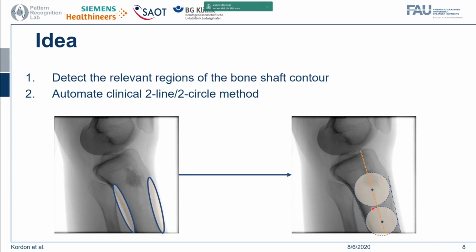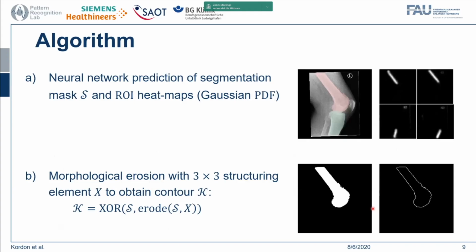How do we do this algorithmically? First, we use a neural network to predict our segmentation masks for the bones we are interested in, and also some kind of likelihood encodings for these regions of interest. We do this by fitting heat maps, which are constructed by using Gaussian PDFs orthogonal to the actual line segment.